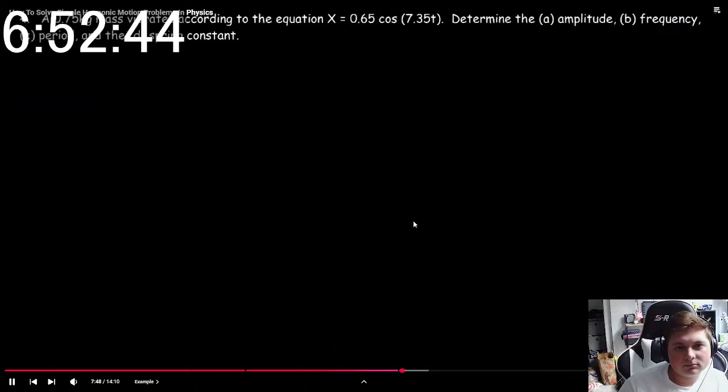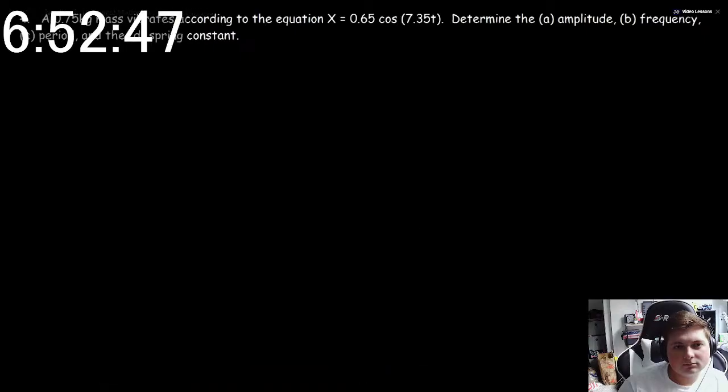Now let's work on this problem. A 0.75 kilogram mass vibrates according to the equation x is equal to 0.65 cosine 7.35 t. Determine the amplitude, frequency, period, and the spring constant.